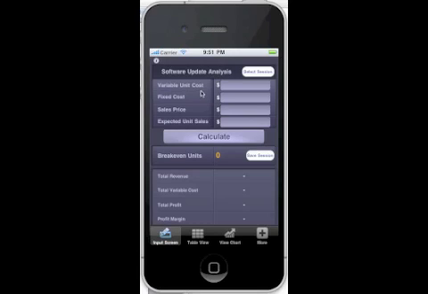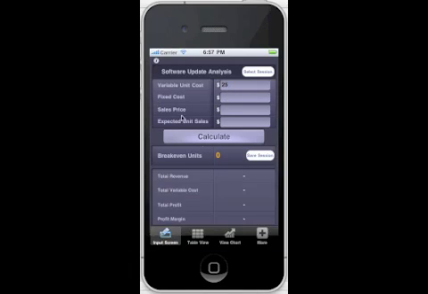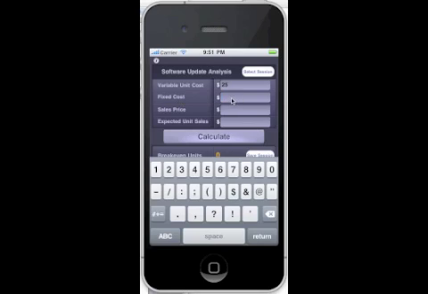The application requires only 4 inputs. Variable unit cost. This is the cost required to produce every single unit. So in our case, let's say it will be $25. The next input is the fixed cost. Fixed cost never changes regardless of how many units we produce. Let's assume, for example, our programming cost is $500.